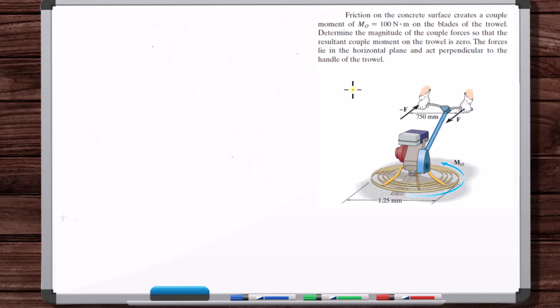So these couple moment example problem videos are really short. I was thinking about putting a bunch of these problems together in one video, but I decided to leave each example problem separate because I want to emphasize that couple moments, because they're free vectors, are easy to work with. It can really be that simple when you're dealing with couple moments.